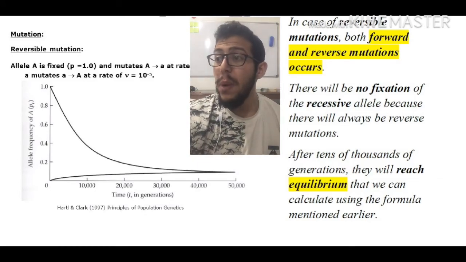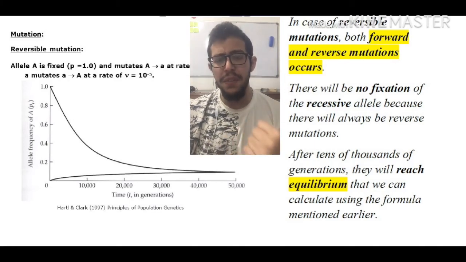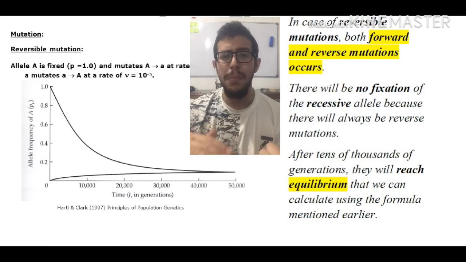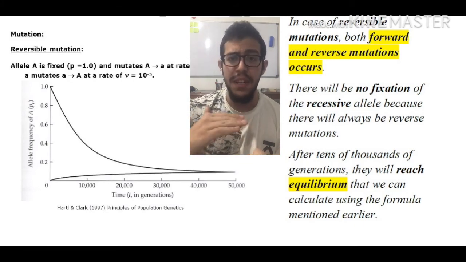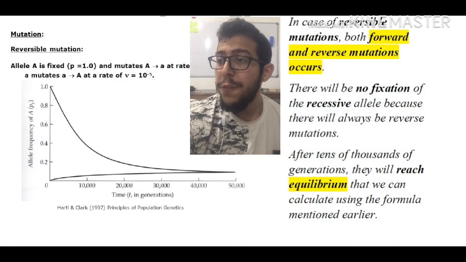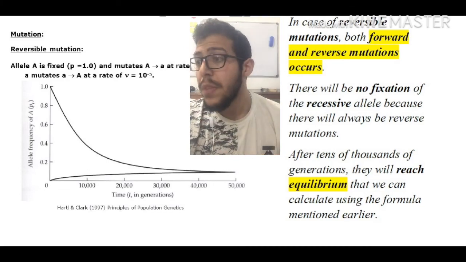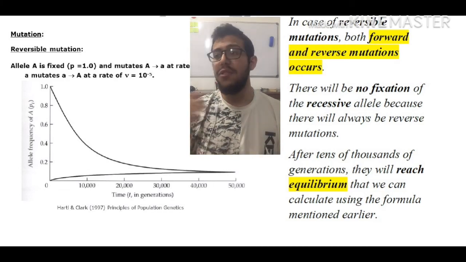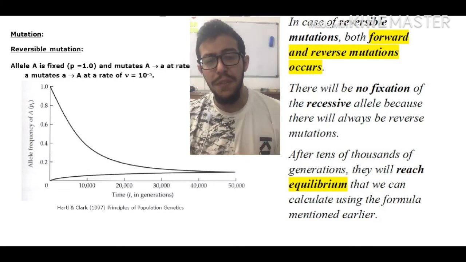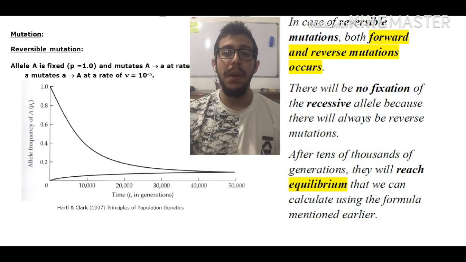Moving on, there will be no fixation of the recessive allele, because in the previous example of irreversible mutations, we simply get a fixation of the recessive allele at the end. In this case, it is impossible, because there will always be reverse mutations, recalling that reverse mutations means small a into capital A. After tens of thousands of generations, they will reach some sort of equilibrium that we can calculate using the formula that we mentioned earlier.